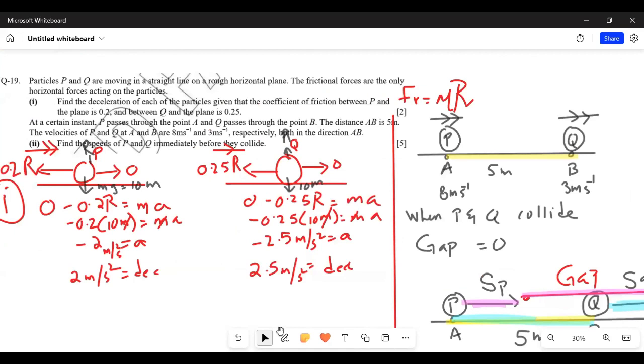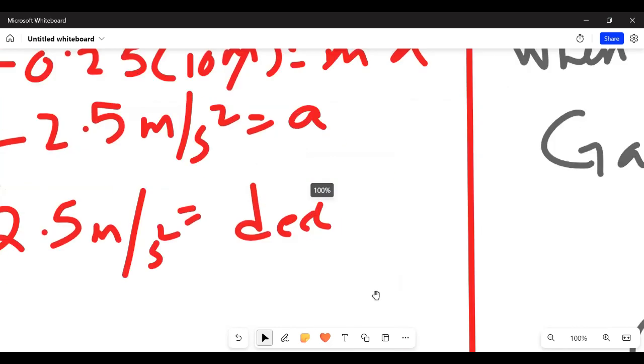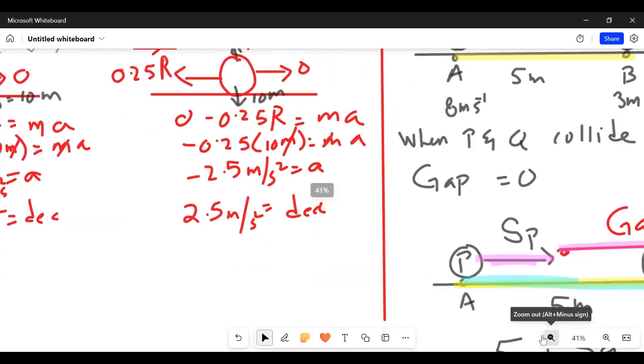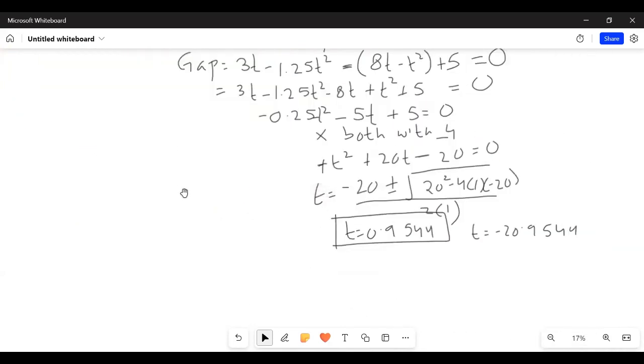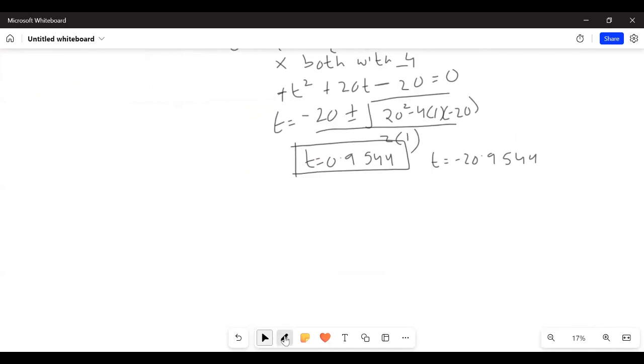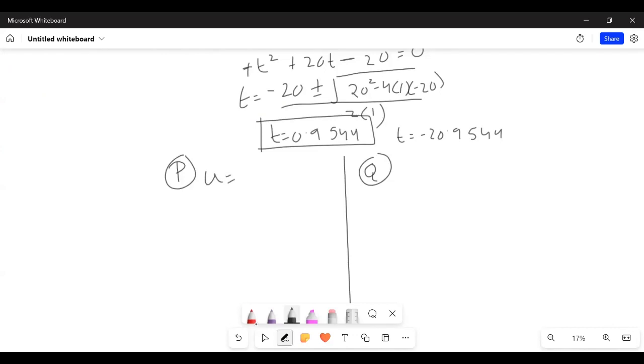पूछा था कि find the speeds of P and Q immediately before they collide. So we have to find V of both the particles. Time हमें पता चल गया है, U हमें पहले ही पता था और acceleration दोनों की पहले ही पता थी. So V निकल आएगा. Okay, so for P, particle P or particle Q. For P, U was 8. Acceleration was -2. Now time is 0.9544 और आपने V find करना है.